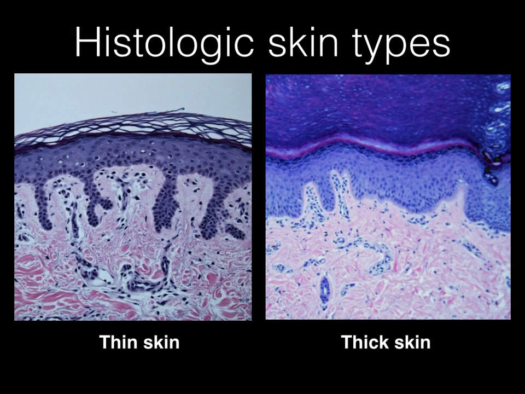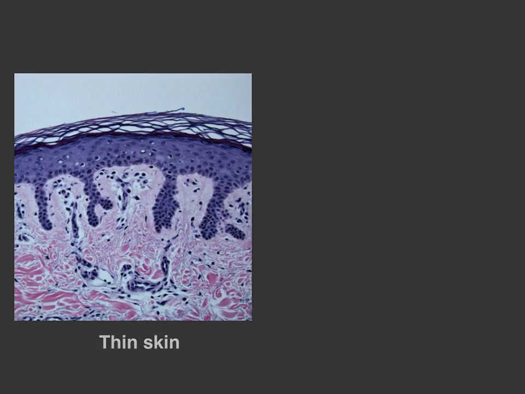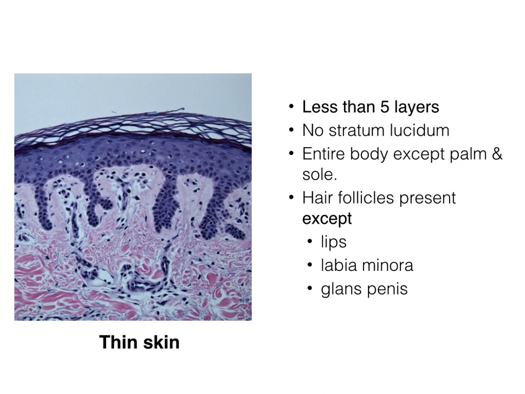Let's now move on to the thin skin. In contrast to the thick skin, the thin skin contains less than 5 layers in the epidermis. The stratum lucidum is missing. This type of skin is found all over the body except in the palm and the sole. Hair follicles are also present, except in certain areas such as the lips, the labia minora, and the glans penis.